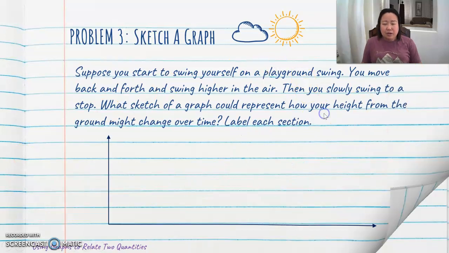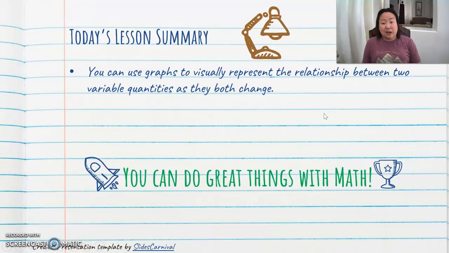And so to summarize our lesson, you can use graphs to visually represent relationships between two variable quantities as they both change. All right.